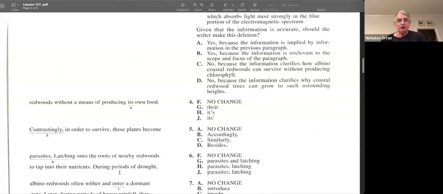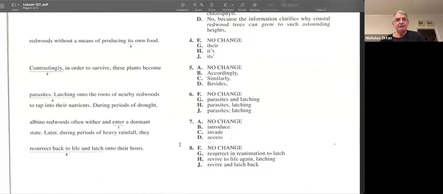During periods of drought, that means when it doesn't rain, albino redwoods often wither and enter a dormant state. Entering a state, introducing a state, invading a state, accessing a state, being here a condition. You enter into a condition, okay? The dormant condition. You don't introduce into a condition, you do not invade into a condition, and you do not access into a condition, you enter into a condition. So this is correct. So 7 should be A, no change. They wither and enter a dormant state, period.